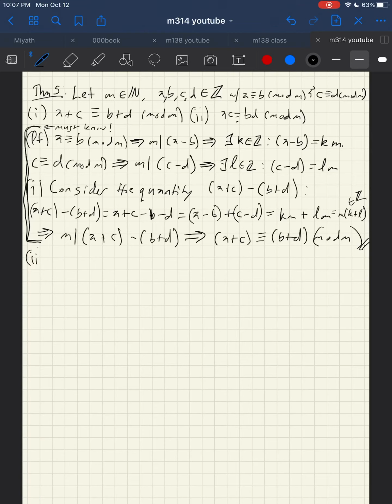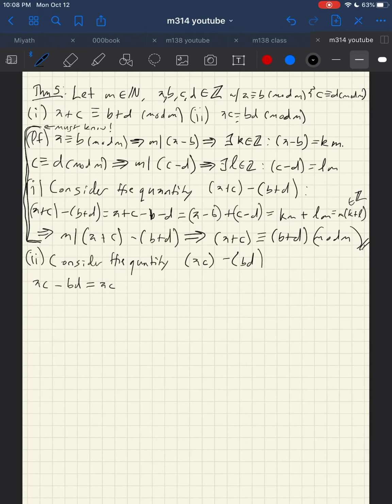The proof of part 2 involves a little trick, so you're not going to be responsible for this. But it's going to be a similar proof, so let's consider the quantity. Now it's going to be AC minus BD, because we're trying to show that AC is congruent to BD mod M. Okay, so I write AC minus BD, and then I'm stuck, right? I don't have an A minus B, I don't have a C minus D, I'm stuck. So I'm going to do a little trick here.